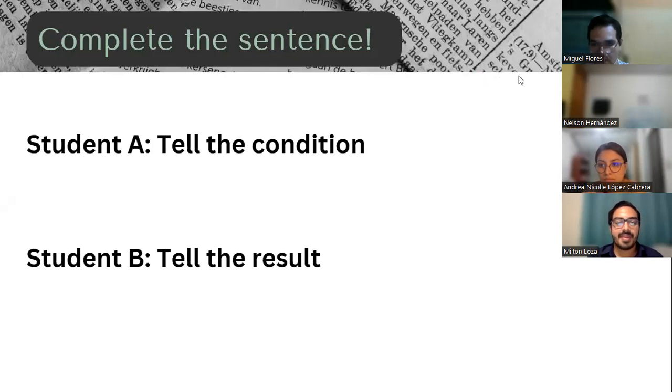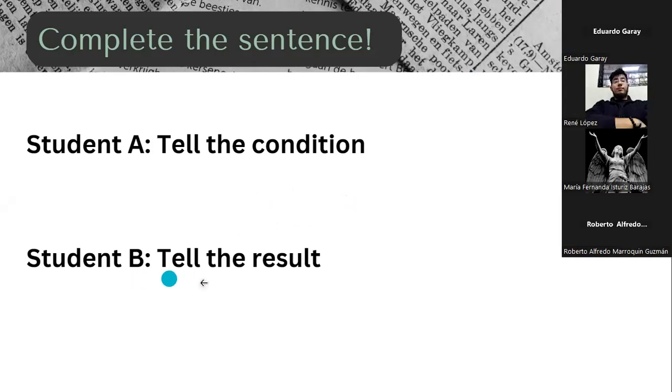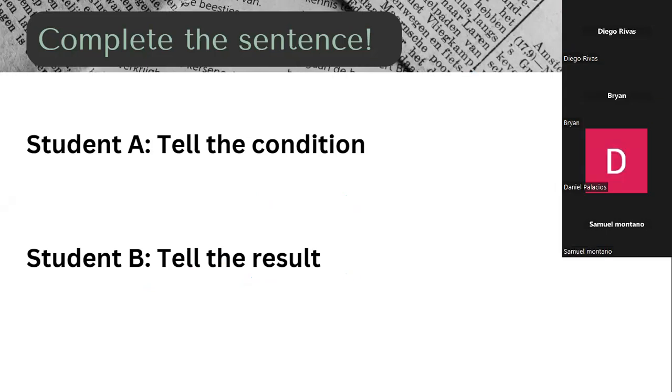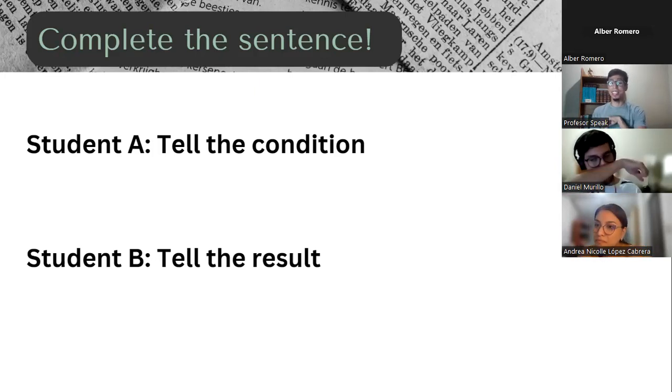Okay, now, Andrea, please tell the condition, and Albert, please help us with the result. Okay. If I go shopping, I will spend, or you will spend, a lot of money. If I go shopping, I will spend a lot of money. Okay, but if I stay home, I will not spend that money, okay? Perfect, good job. Okay, guys, are you getting it?